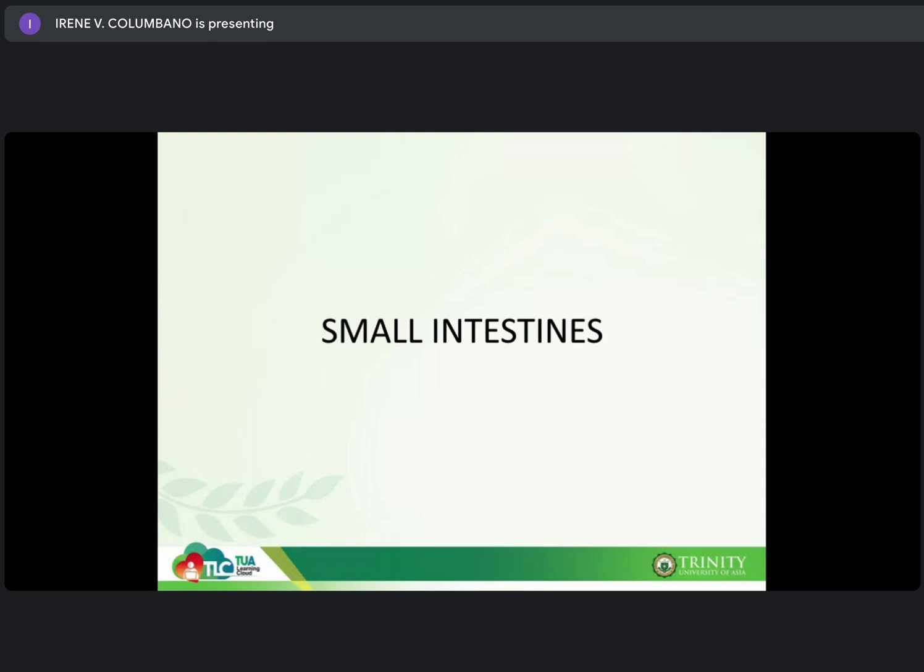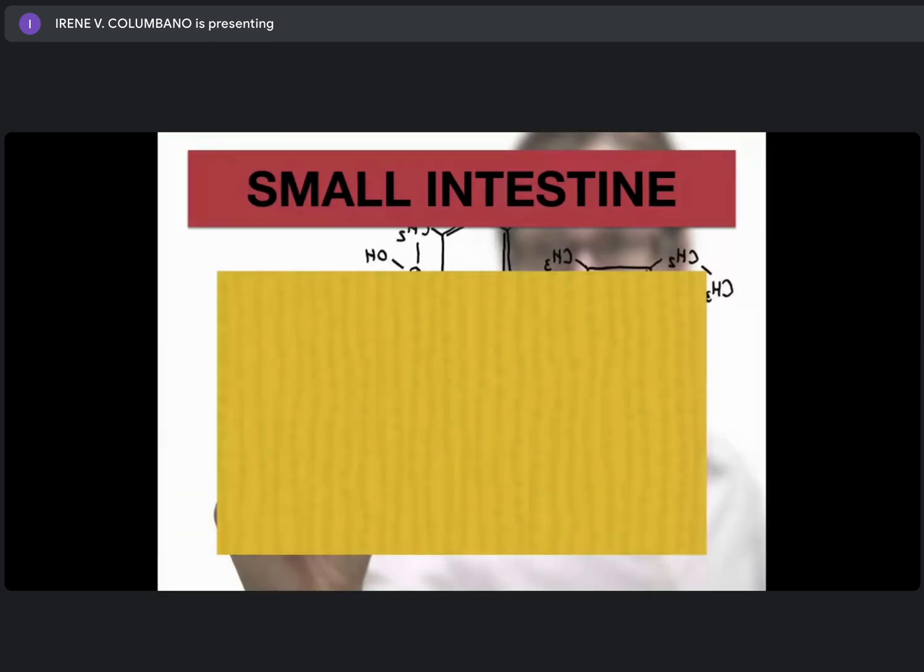Now, let's move on to small intestines. Kaya pa? Di na. Break? Sige ba mag-break?